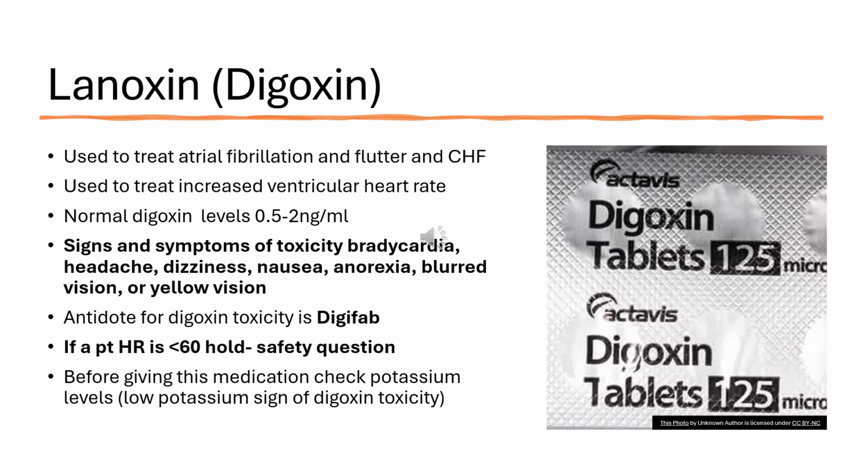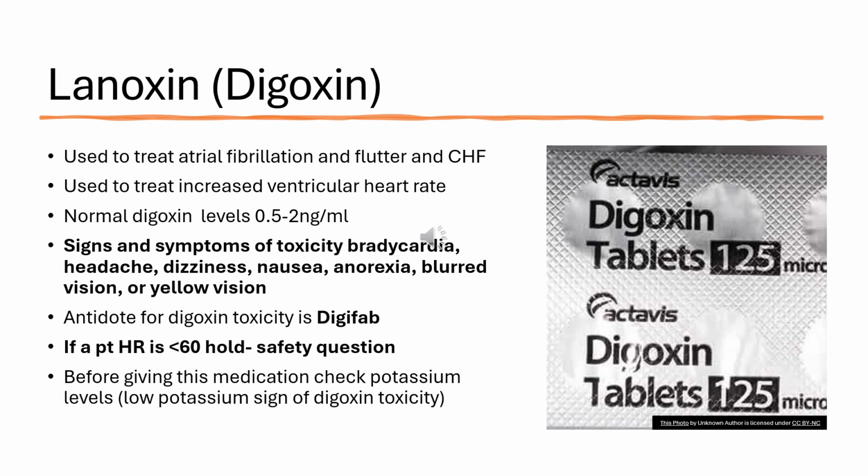Now, what happens if digoxin levels go too high? You might see signs of toxicity, like a slow heart rate, which we call bradycardia, nausea, dizziness, a loss of appetite, anorexia, that's what they usually call it, or even a blurry or yellow vision. Now, if toxicity occurs, the antidote is DigiFab.